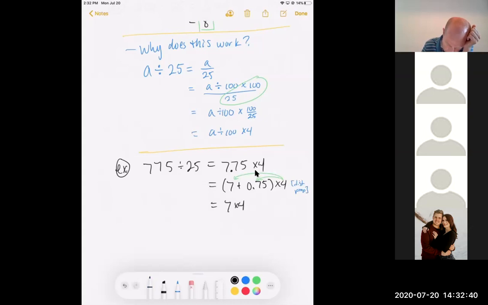Seven times 4 plus 0.75 times 4. And you can do the 28 here if you want, and then we just need to break up the 7.75 times 4, because that's how I thought about it. And use the distributive property again. 28 plus 0.7 times 4 plus 0.05 times 4.